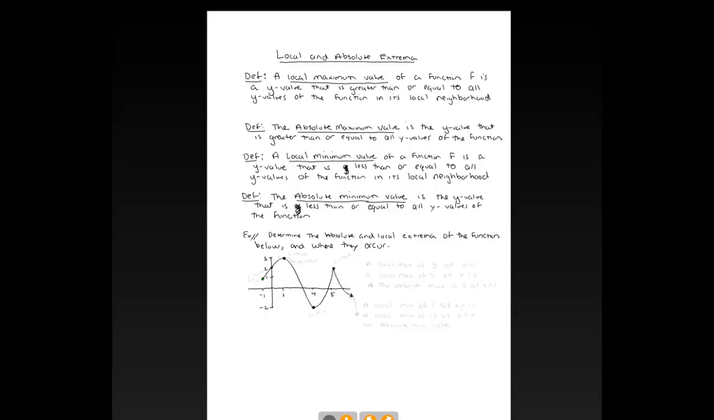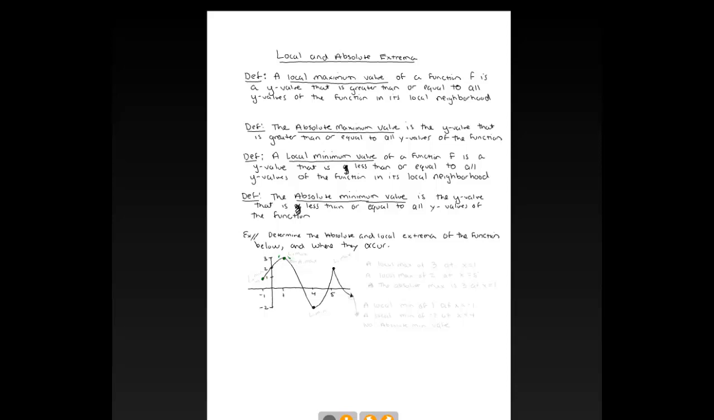Okay, it would have to be bigger than or equal to all y values in the immediate neighborhood, and it turns out it's not. Go to the point 1, 3. If you put your pencil on the graph and imagine moving a little bit to the left, the y values go down, and a little bit to the right, the y values go down. Right? So could we say that 3 is a local maximum value? I claim that we can because it is a y value that's greater than or equal to all the y values of the function in its immediate neighborhood.